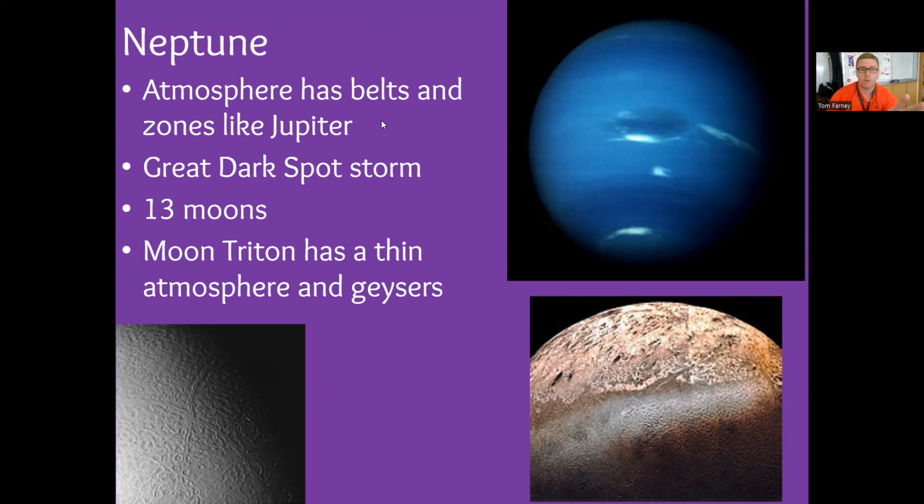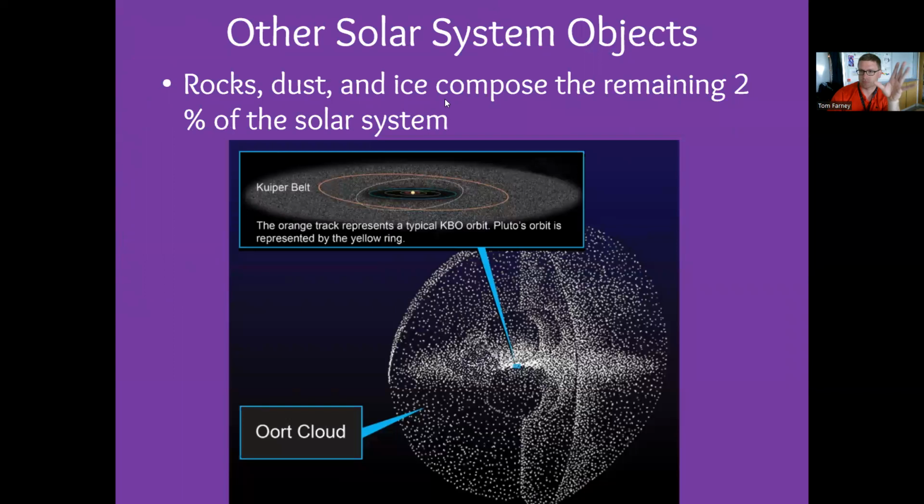Fewer moons, only 13, but it's the home to Triton, another moon in our solar system that has an atmosphere and has some geysers. So again, like some of the other moons that we have, very few in our solar system have an atmosphere. Triton makes that cut.